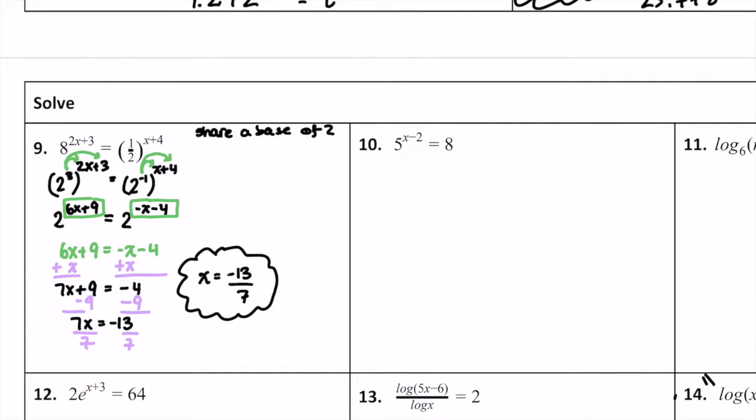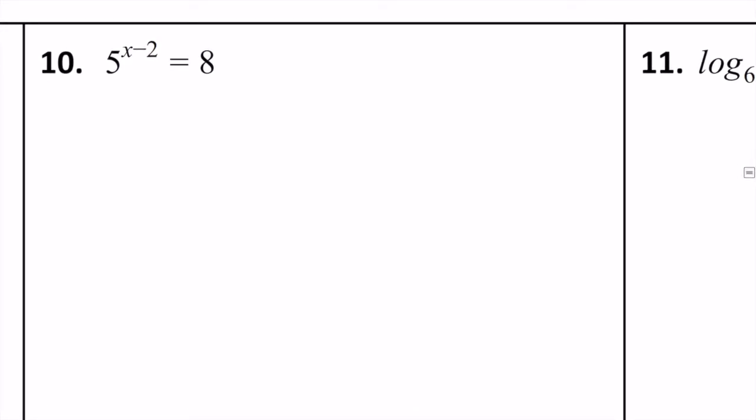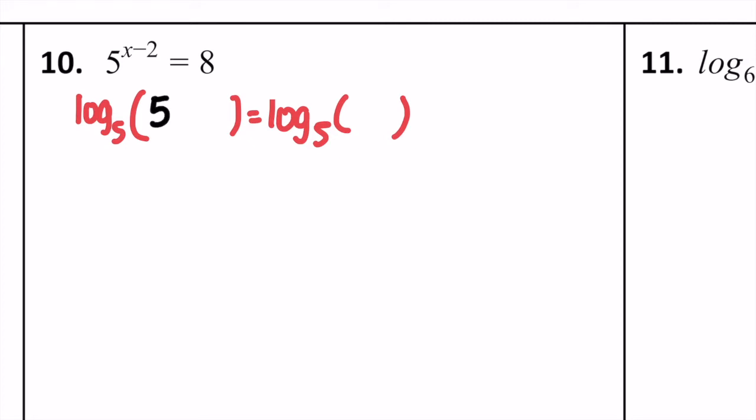For number 10, I have a base raised to an exponent is equal to a constant. So what I do is I take the log of both sides. I'm going to take log base 5 of both sides. That will get me directly to that exponent on the left-hand side. So I have log base 5 of both sides. And I have on the left log base 5 of 5 to the x minus 2, and on the right, log base 5 of 8.